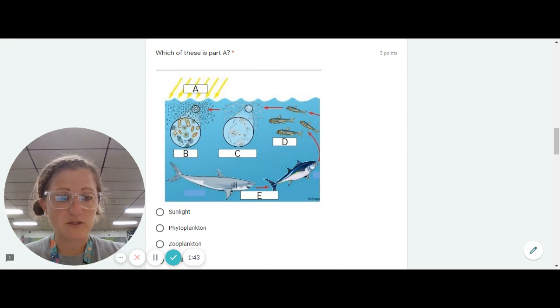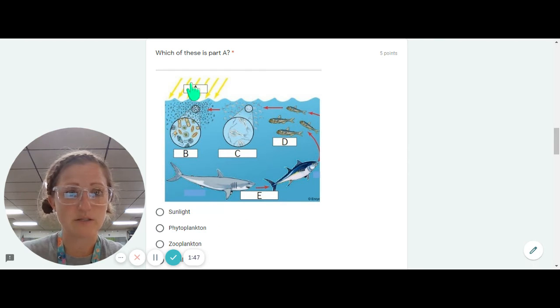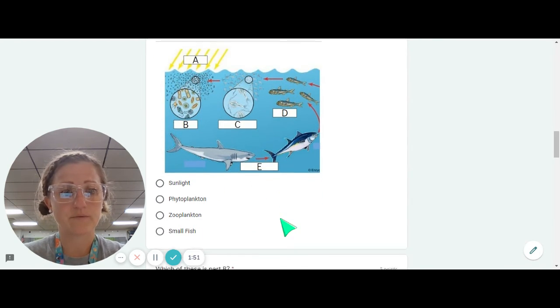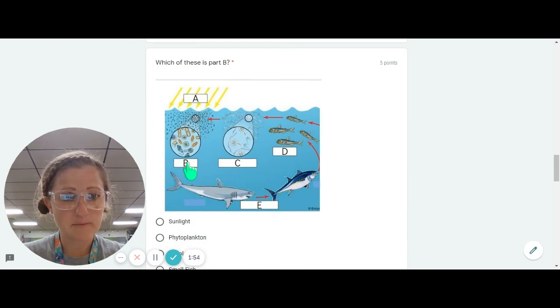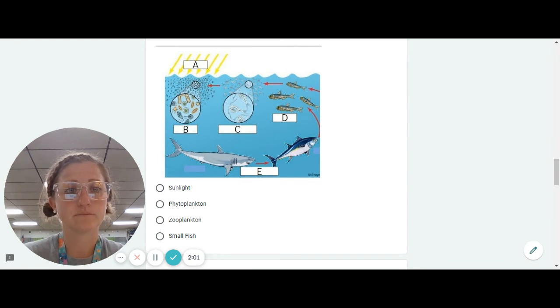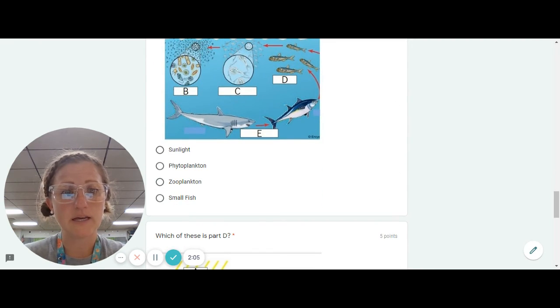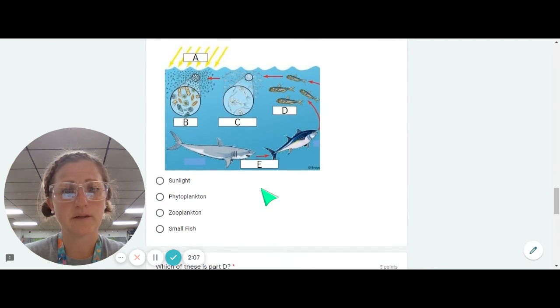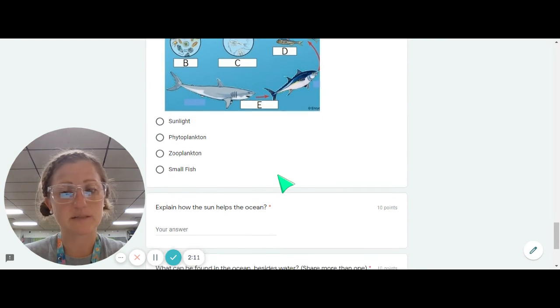Then you're going to use this picture for a couple of questions. So you're going to have to think about what each of the parts is. So this one's asking which of these is part A in the picture? Then what is part B? And then C, D, and then there's not one that asks about E.